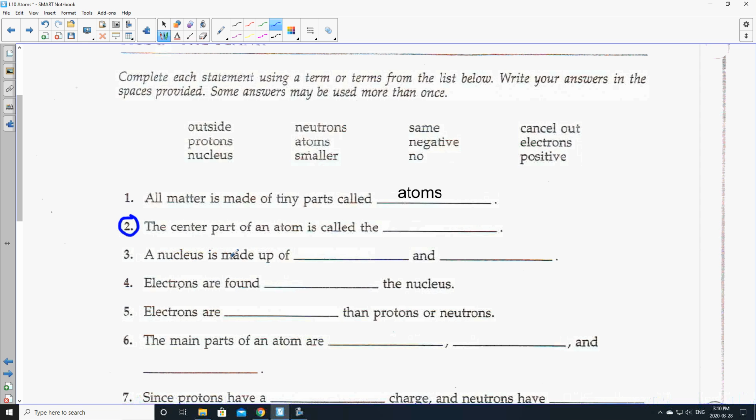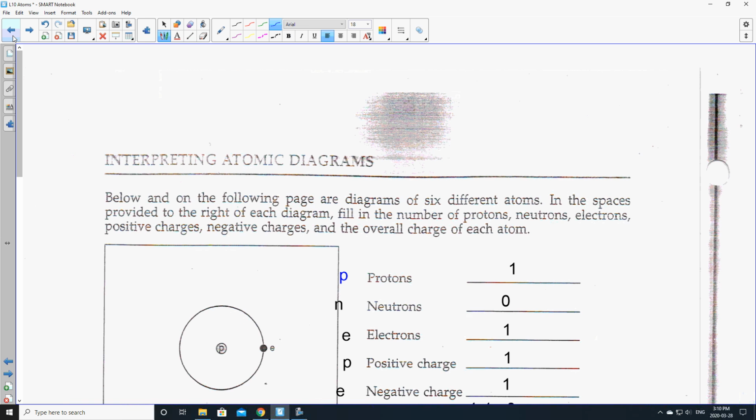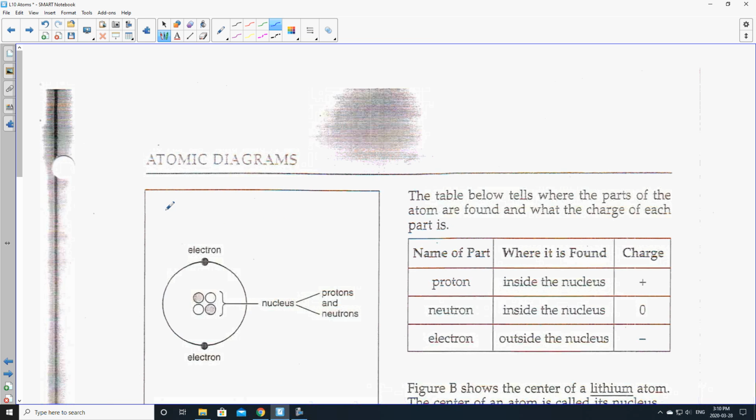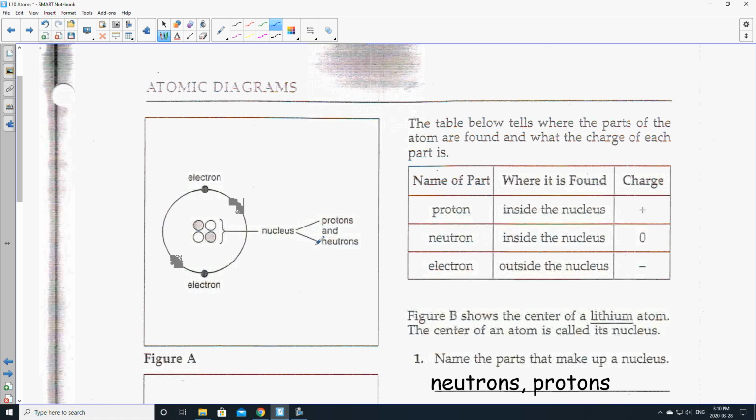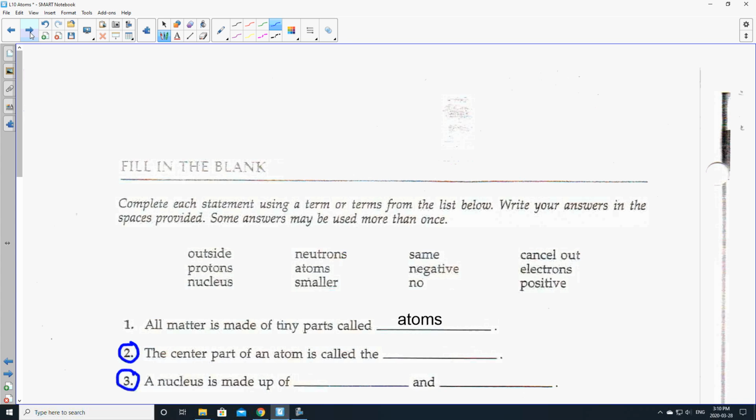A nucleus is made up of blank and blank. Let's do this one on your own as well, okay? So let's look back. A nucleus is made up of, okay, so here's the nucleus. It tells you what the nucleus is made up of right there. So you're going to use those words, write them down.